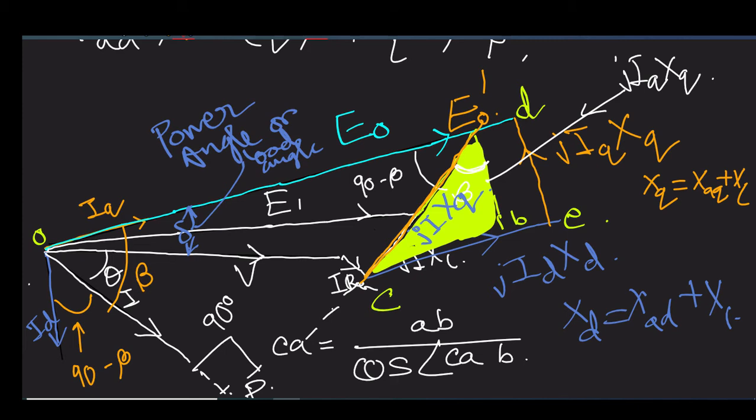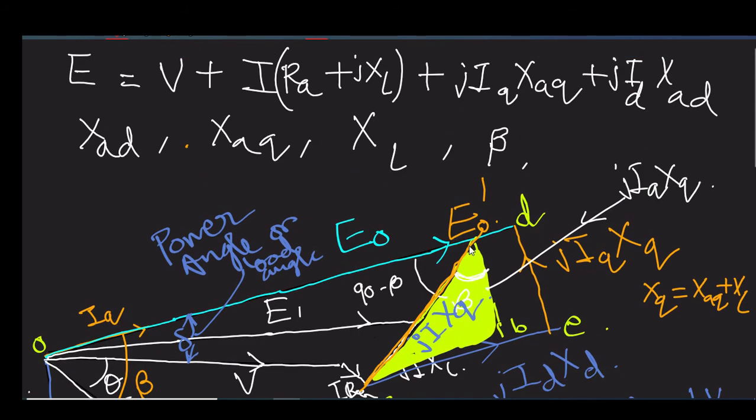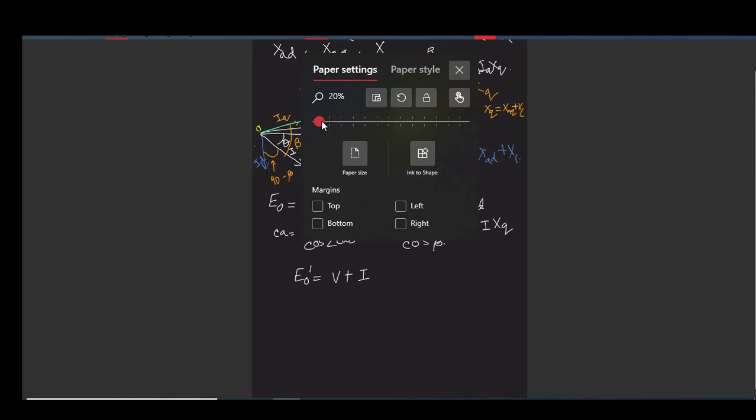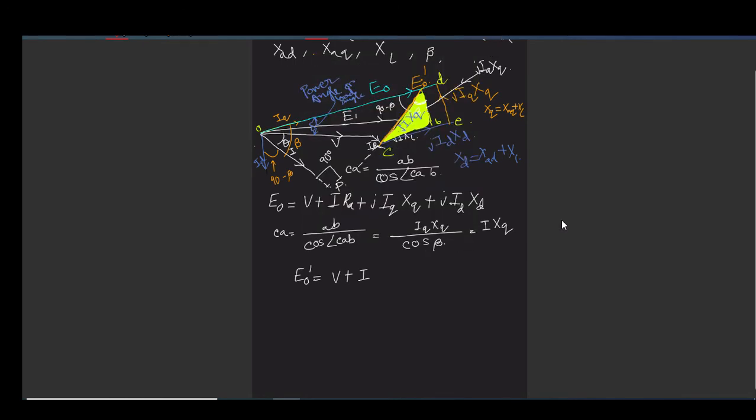See here, this E0 dash, we can write, E0 dash is equal to V plus I Ra, or you can drop the a here, just I R plus jXq, right?